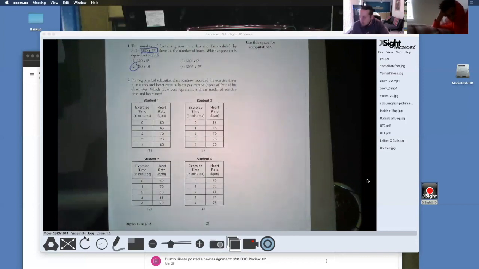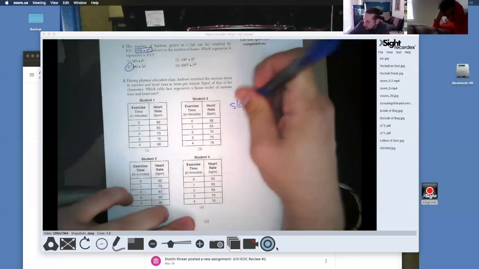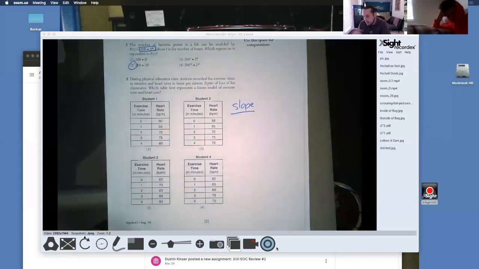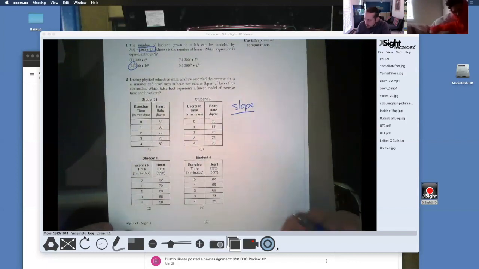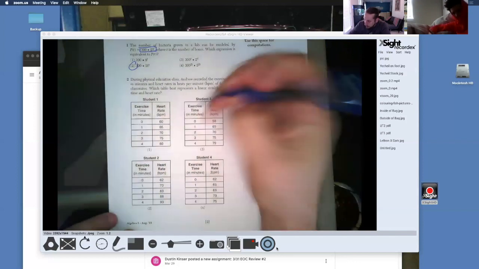All right, so for number 2, during physical education class, the exercise times in minutes and heart rates in beats per minute for classmates are recorded. Which table represents a linear model of exercise? With linear, the first thing we should be thinking is slope. We want the same growth from one point to the next. So this left column is 1 through 4 on all of them, and we just have to make sure.